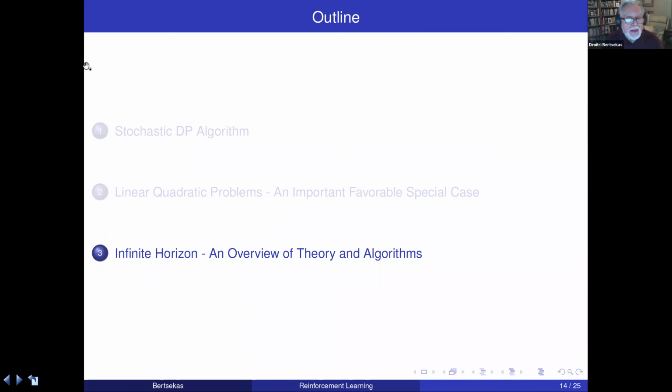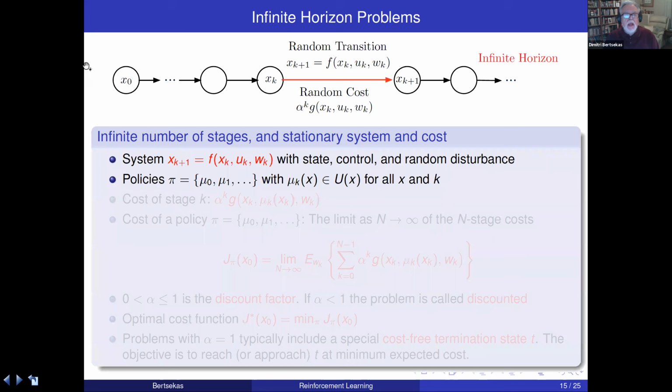Okay, so we're back again. We finished with our presentation of the finite horizon dynamic programming. We're going to be spending a lot of time on finite horizon problems in the next few lectures. But for the moment, I want to give an overview of the theory and the algorithms of infinite horizon problems.